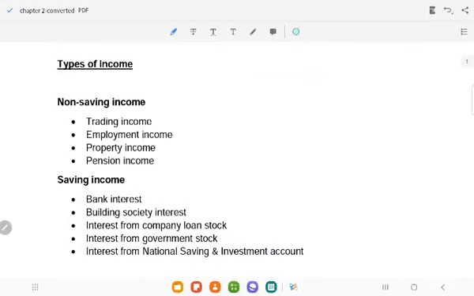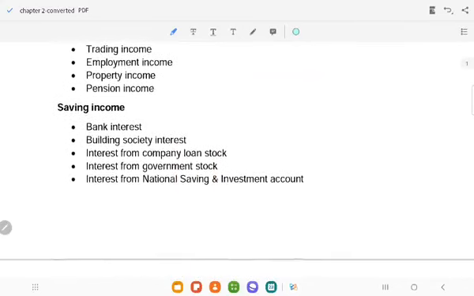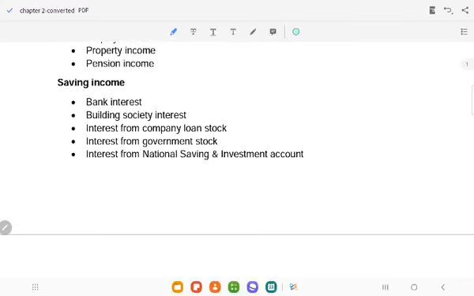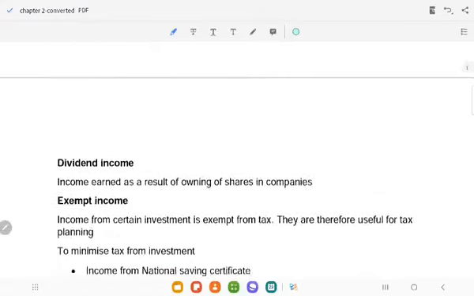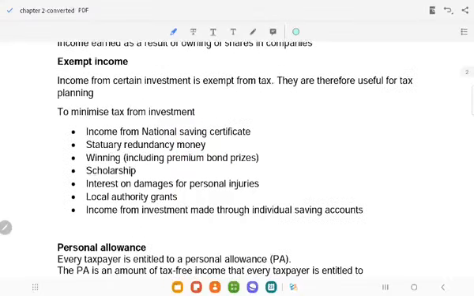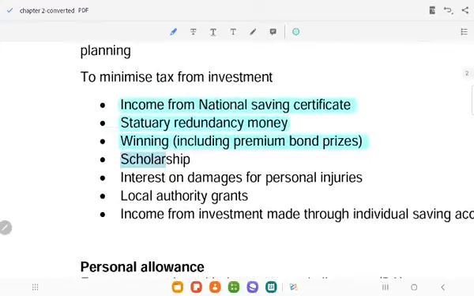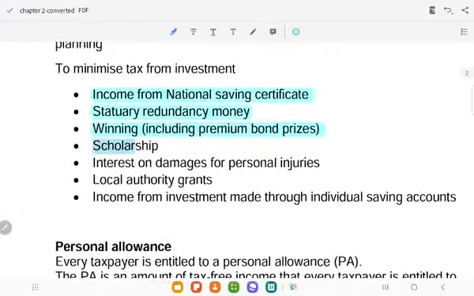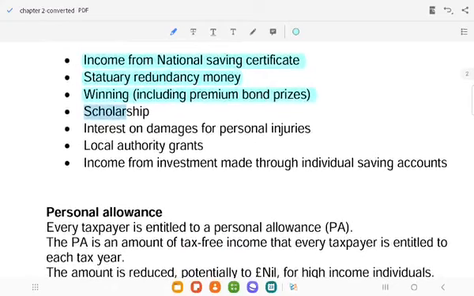Trading, employment, property, and pension income are non-saving income, while saving income is bank interest, building society interest, interest from company loan stock, interest from government stock, and interest from national saving and investment accounts. Exempt incomes are income from national savings certificates, statutory redundancy money, winnings including premium bond prizes, scholarships, interest on damages for personal injuries, local authority grants, and income from investments made through an individual savings account.